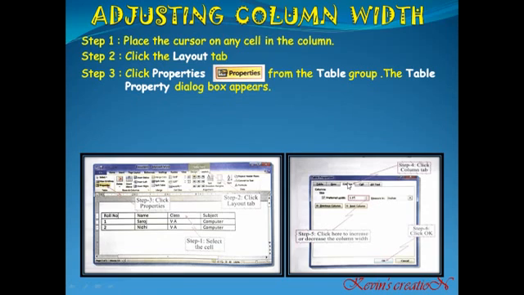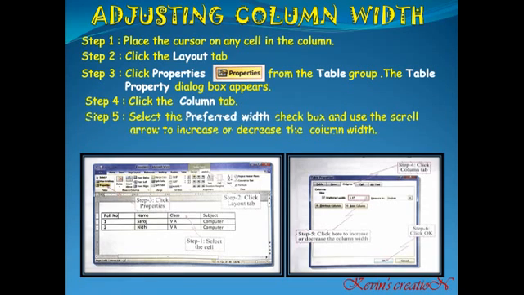That is step 4. Click the column tab, and then you will get here preferred width. What do you want? You want to increase it or decrease it? Same options are there just like the previous one. Upper arrow is for increasing and lower arrow is for decreasing. So you can click, and once you get the proper width, then you can click the OK button, and then you can see the changes in your table. The column width will be either increased or decreased.